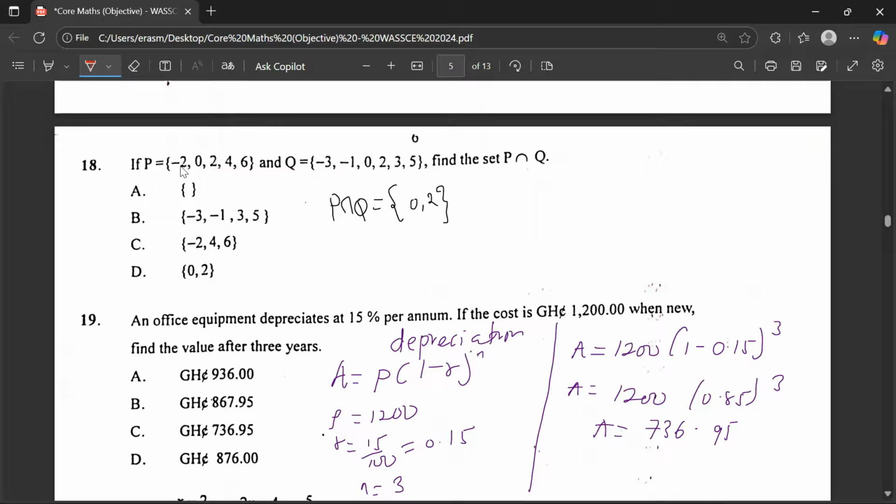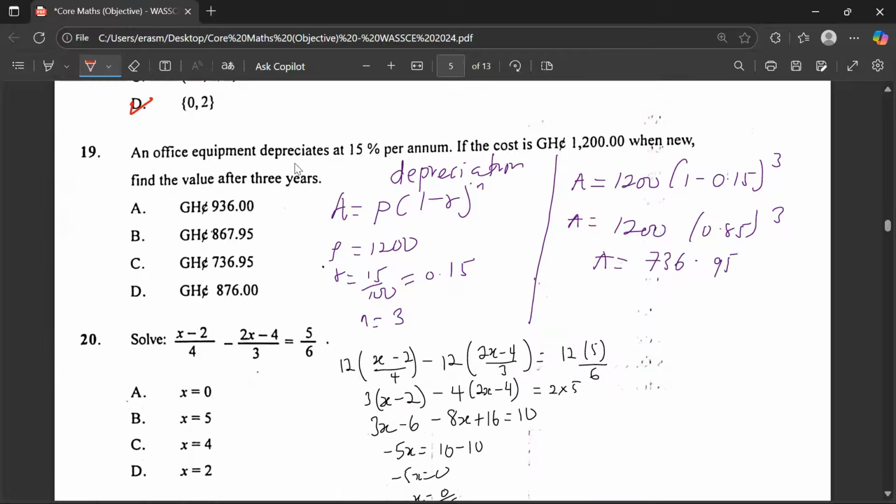And so when we take negative 2, negative 2 is in P but not in Q. 0 is in P and also in Q. So 0 is part. 2 is in P and also in Q. The rest cannot be found in both sets. Right? So the right answer is option D.